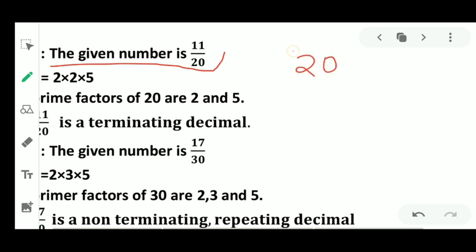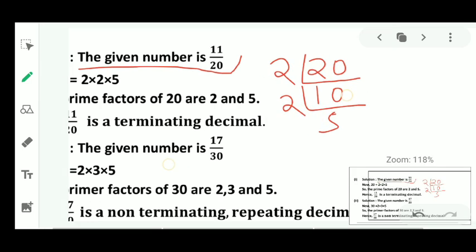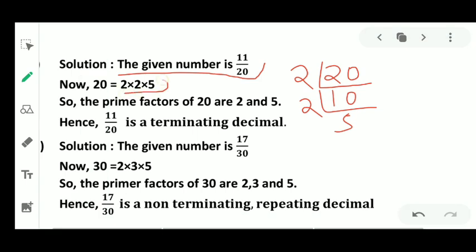If you do prime factorization of 20, then 2 tens are 20, 2 fives are 10. So 20 can be written as 2 into 2 into 5, and these numbers are the prime factors of 20. So the prime factors of 20 are 2 and 5 only. Hence 11 by 20 is a terminating decimal. Apart from 2 and 5, if you get any other number, then it will not become a terminating decimal.